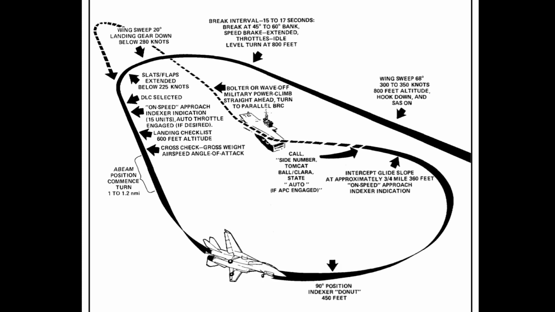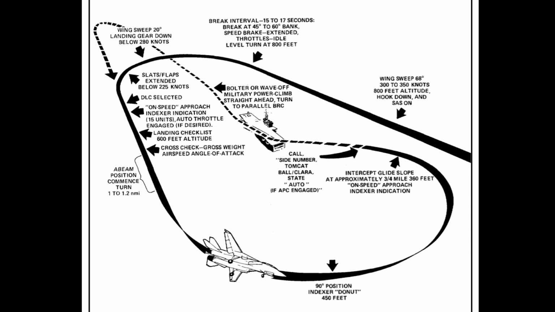The pattern starts off in the upwind phase, headed in the same direction as the boat, at 300 to 350 knots indicated. That is going to be at approximately 800 to 1,000 feet in altitude. The closer you can get to 800 feet and 350 knots, the better. Our break turn is going to be approximately 1% of our speed in terms of G. So if we're at 350 knots, we're looking for about a 3.5 G turn.